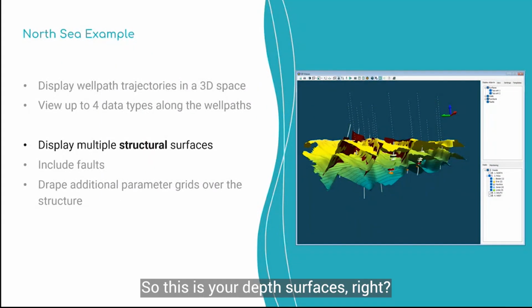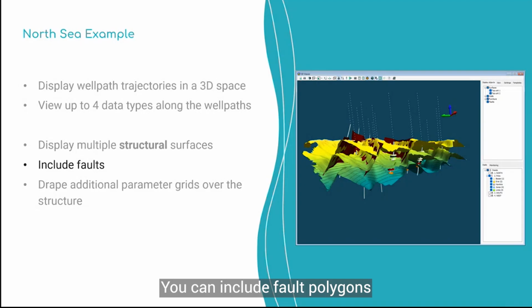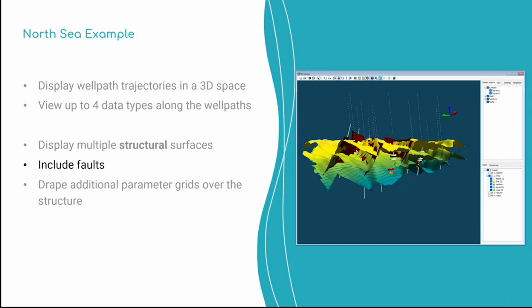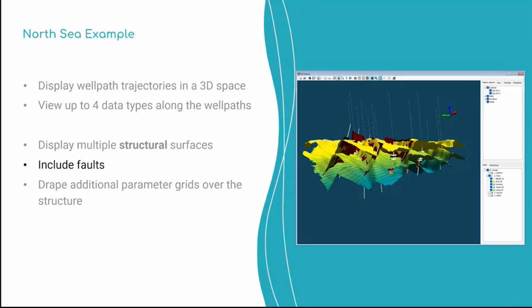So this is your depth surfaces, right? These are the ones that you can build for the top or base of any zone that you have. You can include fault polygons, like I showed you in that picture and also the 3D little spin around I did. That's fault polygons coming in from Petrel, but it doesn't have to be from Petrel. If you've got ASCII files with XYZs, have at it. You can put them in.